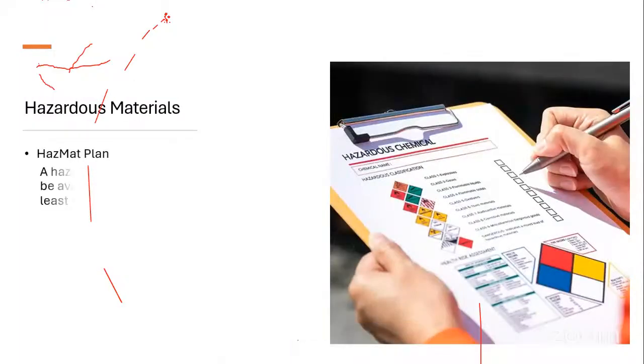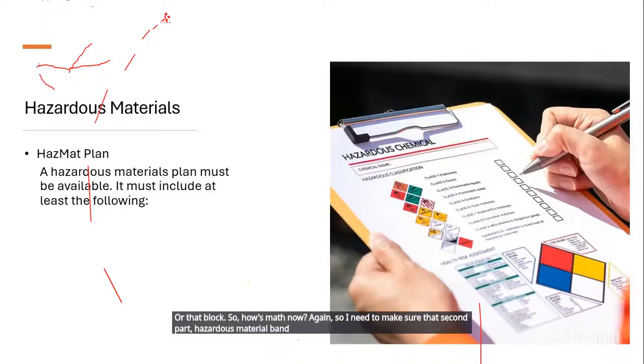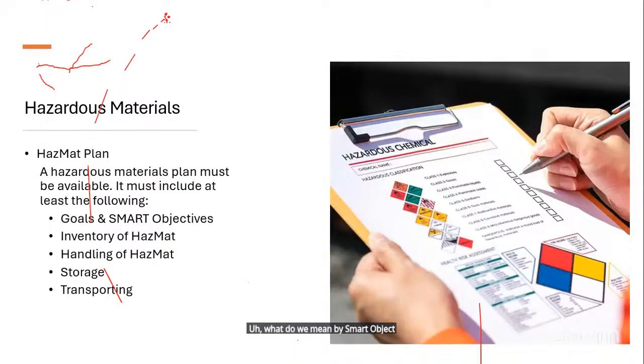So, HazMat plan, again. We need to make sure that the second part, the hazardous material plan, must be available. It must include at least the following, as we mentioned: the goals and SMART objectives. What do we mean by SMART objective? Specific, measurable, achievable, realistic, and time bound. And this is another common mistake we see.